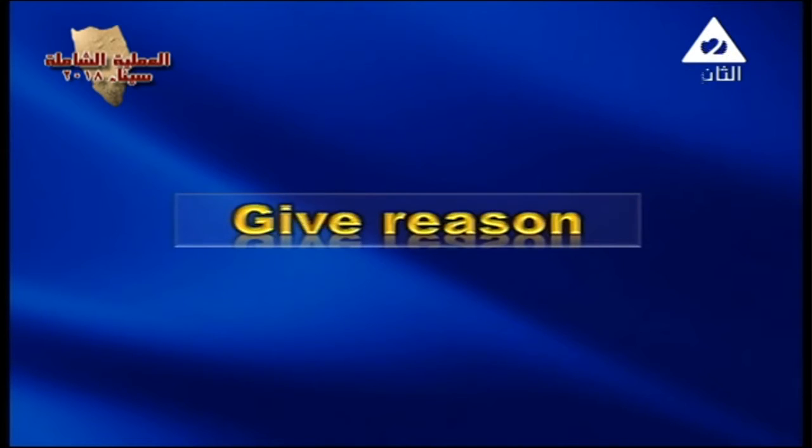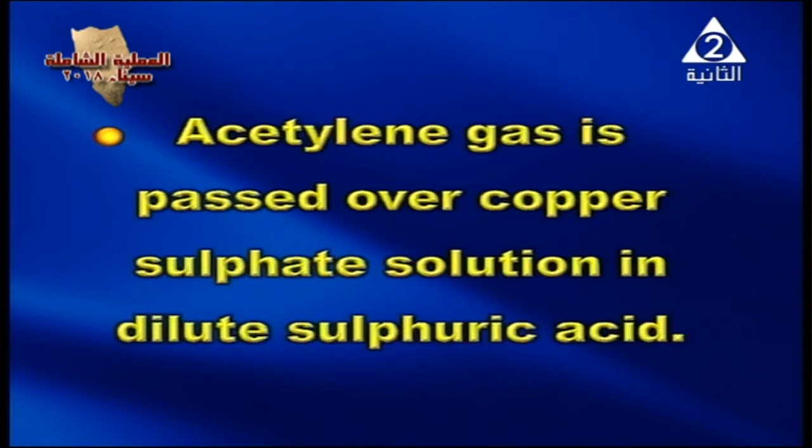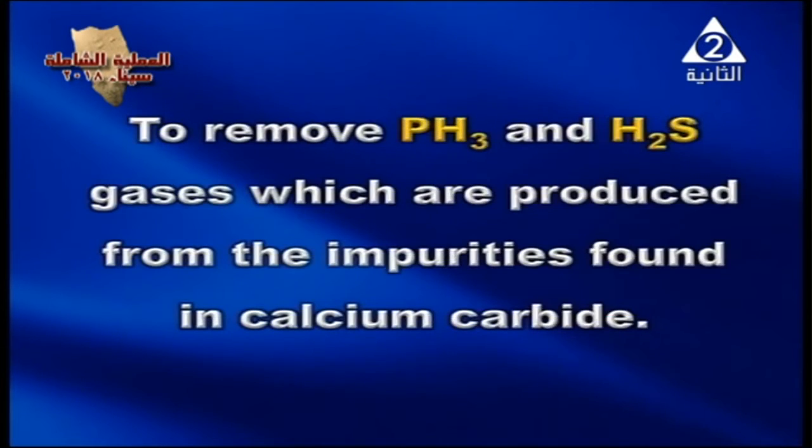So we have a give reason at this point. Why is acetylene gas passed over copper sulfate solution in dilute sulfuric acid? The answer: to remove phosphine gas and hydrogen sulfide gas, which are produced from the impurities found in calcium carbide.